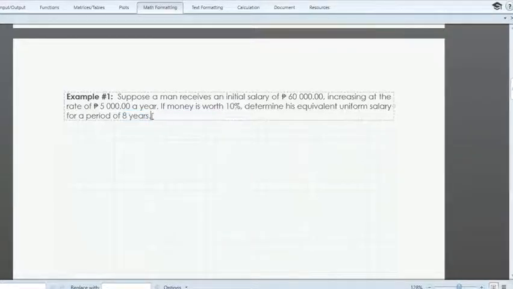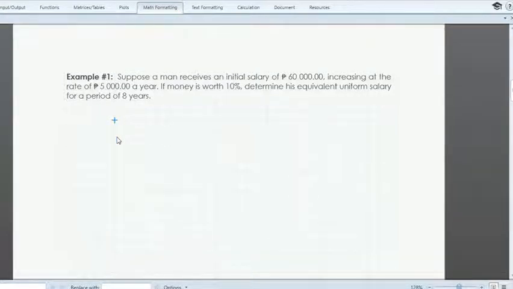nakita natin na nag-i-increase yung sahod niya by 5,000. So, mahalaga na malaman muna natin if the problem is an arithmetic or geometric gradient kasi magkaiba sila ng formula. So, since we have 5,000, hindi naman siya naka-percent, ibig sabihin siya ay arithmetic gradient. So, kung arithmetic gradient siya, meron tayong formula para sa future. Eh, ang kailangan natin yung uniform, hindi naman future. Eh, kaso, future lang ang meron tayong formula. So, gamitin muna natin yung formula na meron tayo.